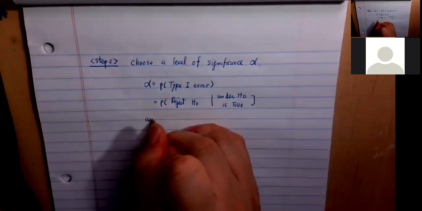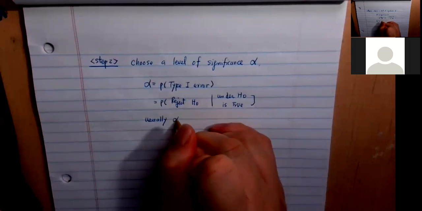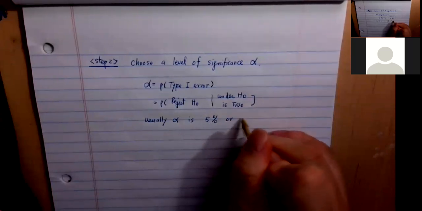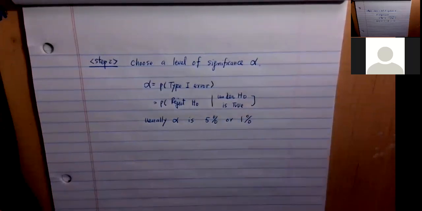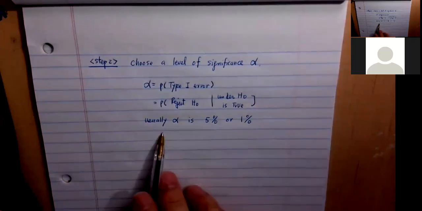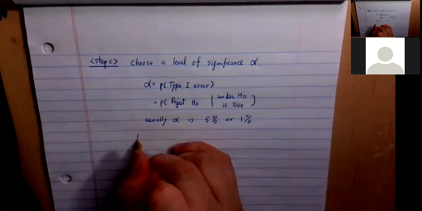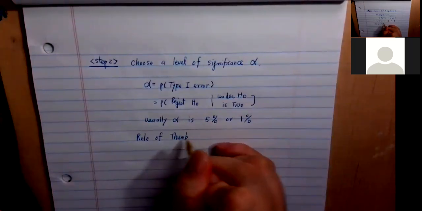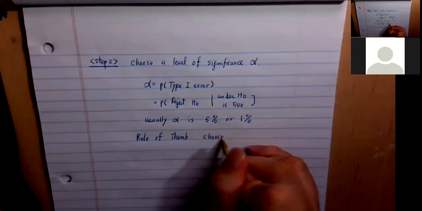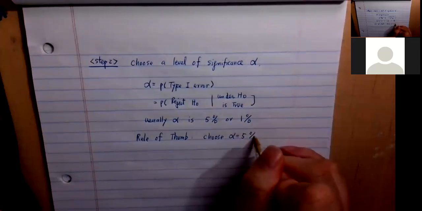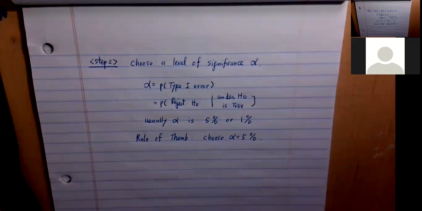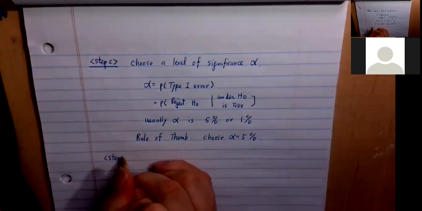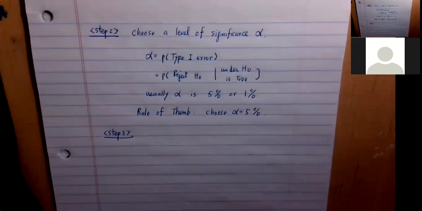Usually, alpha is 5% or 1%. In the final assessment, if I don't say anything about alpha, you just choose alpha equal to 5%. It's a rule of thumb that people just choose alpha equal to 5%. And step 3, test statistic used.